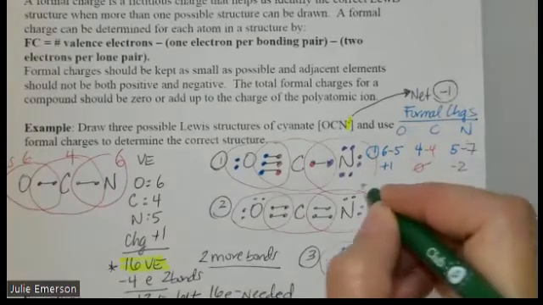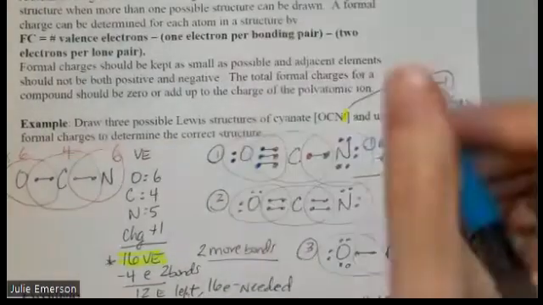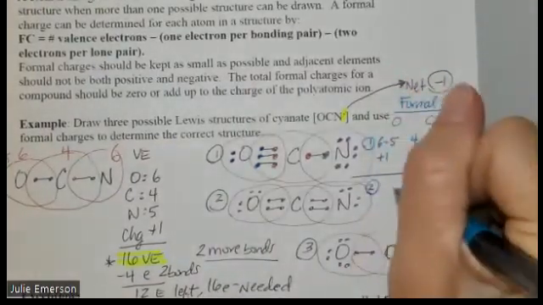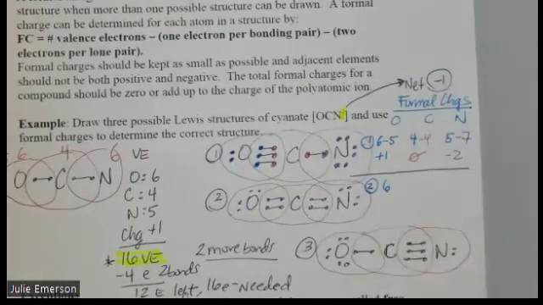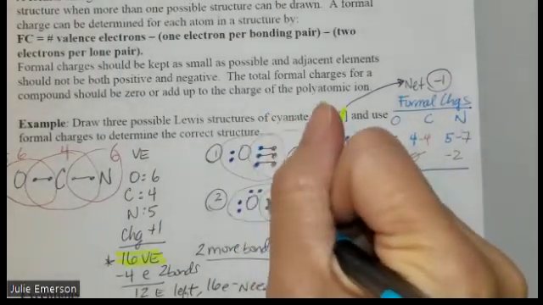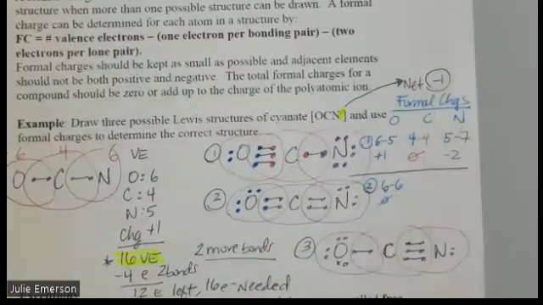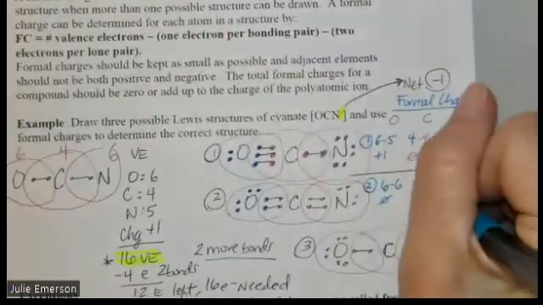Now let's look at the second structure. If I go to my second structure, let's start with oxygen, which comes in with 6. Now I've assigned it 1, 2, 3, 4, 5, and 6. So 6 minus 6 goes to 0. That seems good. Carbon comes in with 4.